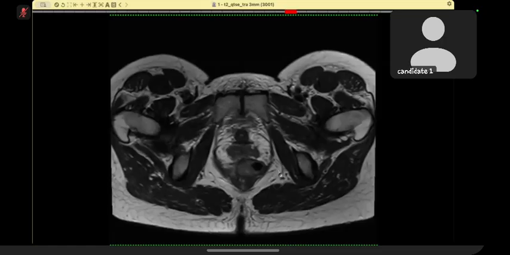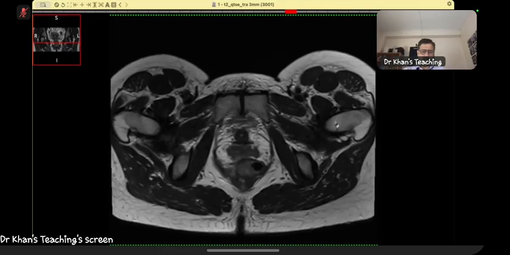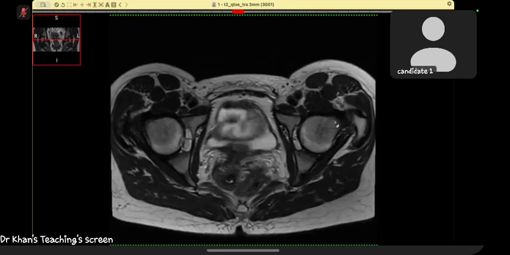Sorry for the lag, it's lagging a bit. You cannot move it. No, sir. Now it moves.